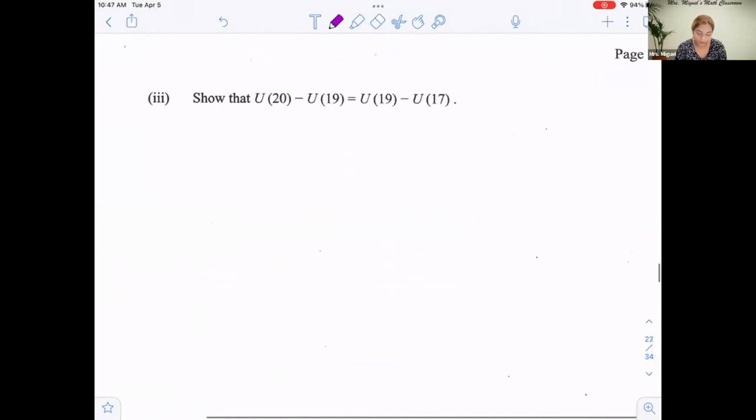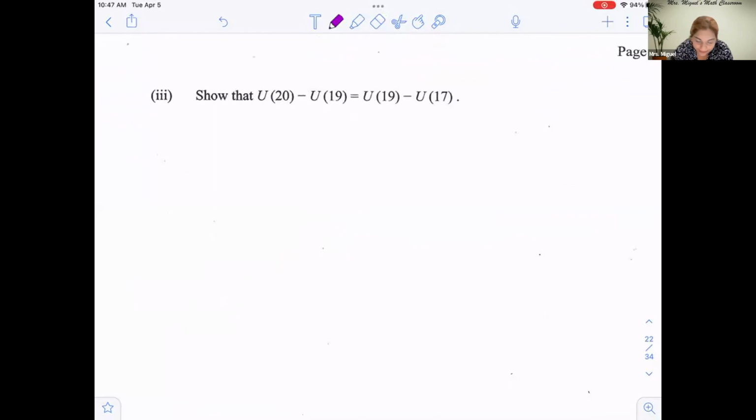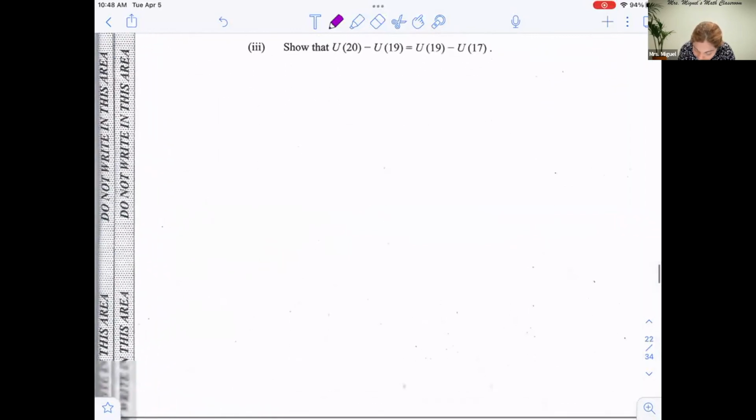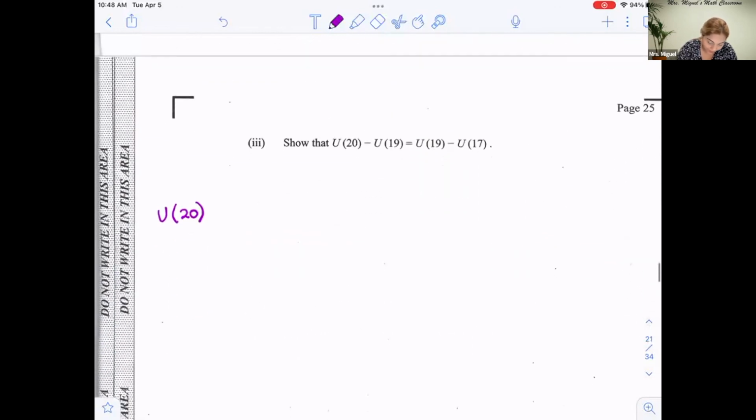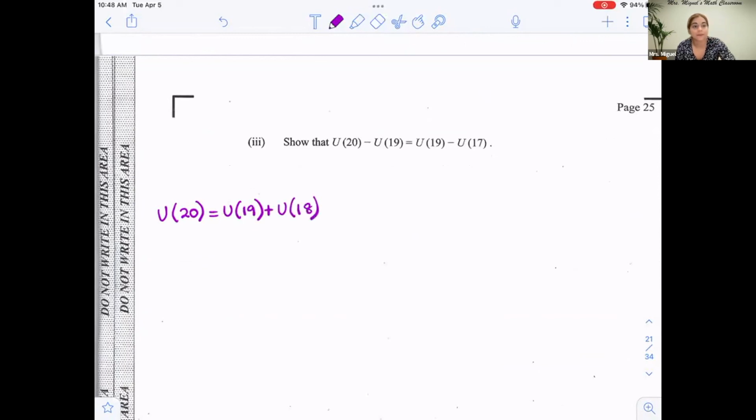All right, the last one now. Show that U20 minus U19 is equal to this, and this is worth 2 marks. So let us not get confused. We need to write U20, and in the previous part, they gave us U18 plus U19. Remember, 18 and 19 come before 20. U19, what precedes U19? What are the two terms? 18 and 17. 17 and 18, very good.